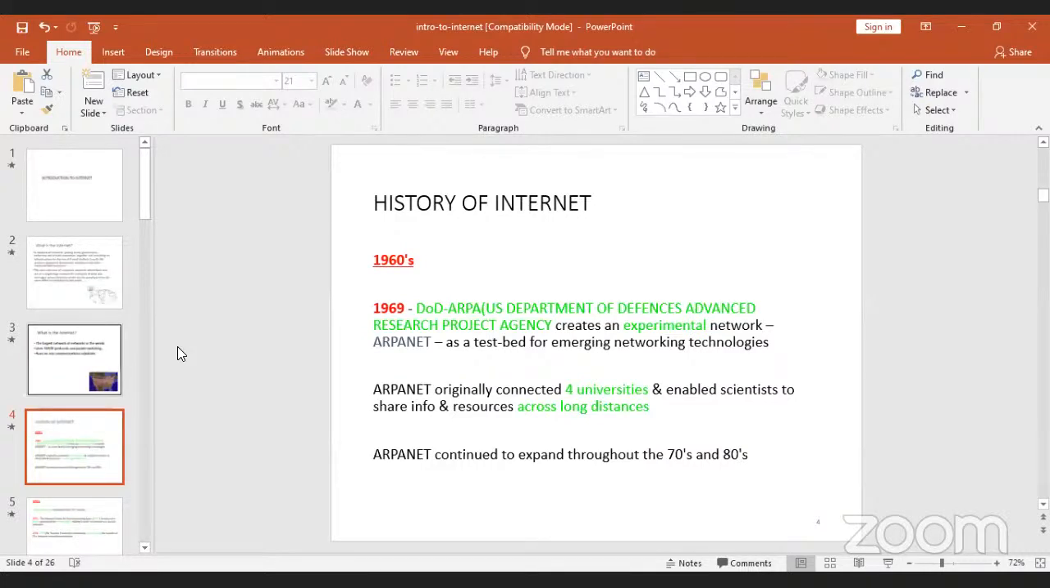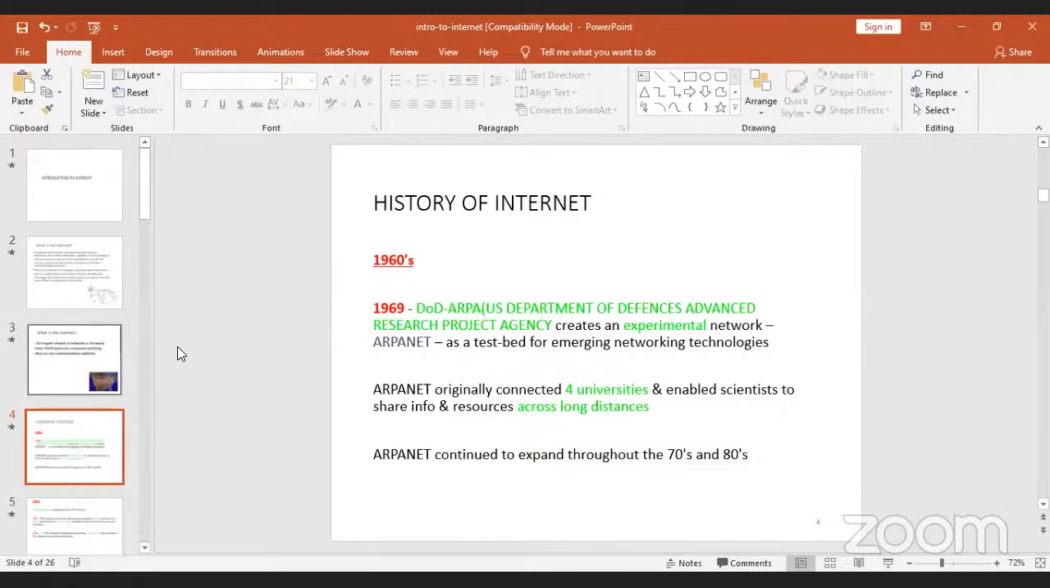But in 1969, the US Department of Defense Advanced Research Projects Agency was created. Based on their research, all this department does is research, and they had to research how they could make one or two computers talk to each other. So they were able to come up with a project, and they created an experimental network called the ARPANET. So the ARPANET is more or less the first internet. It's a test bed, like a foundation for emerging network technologies.